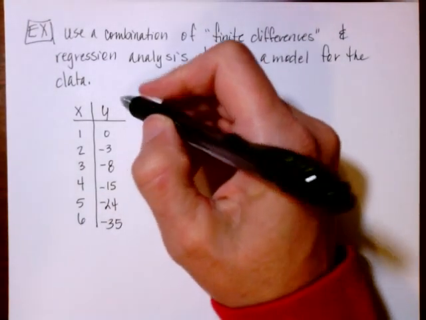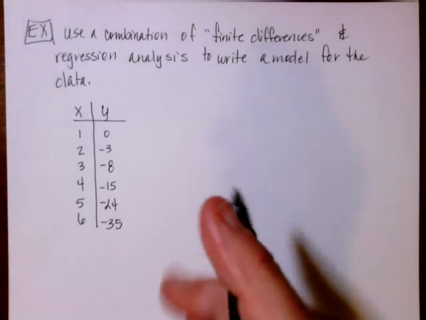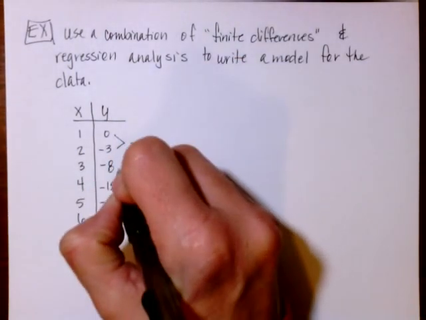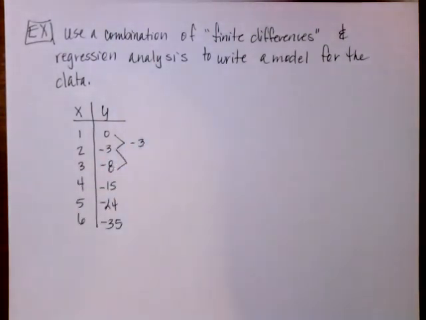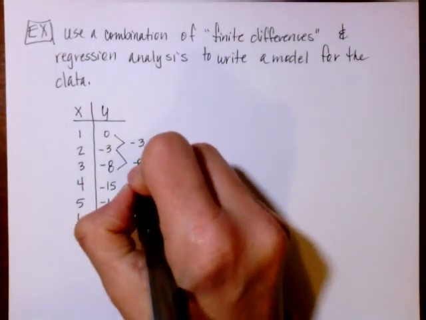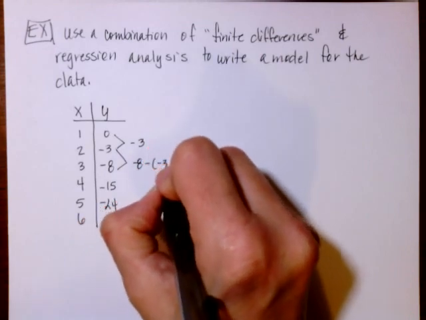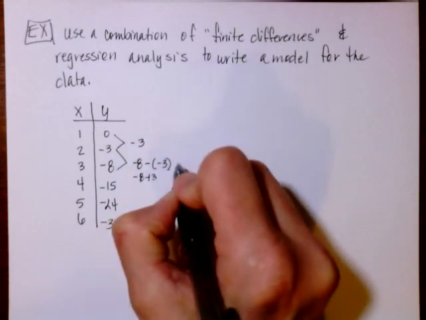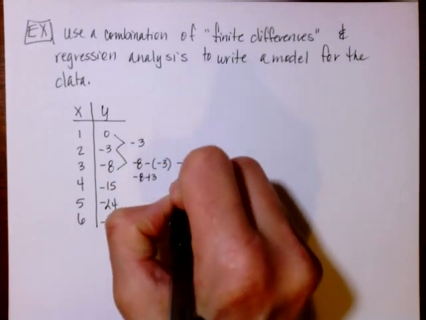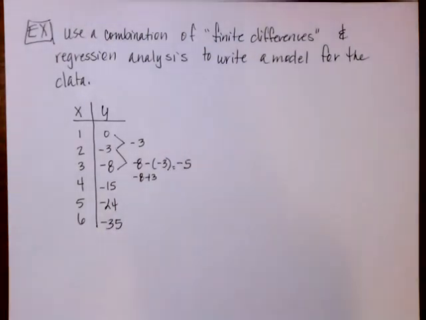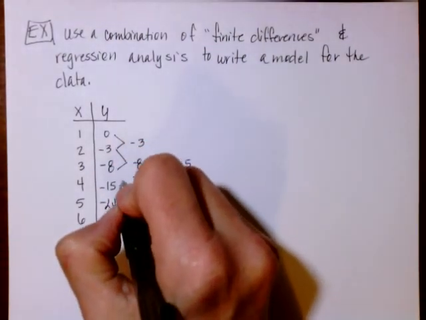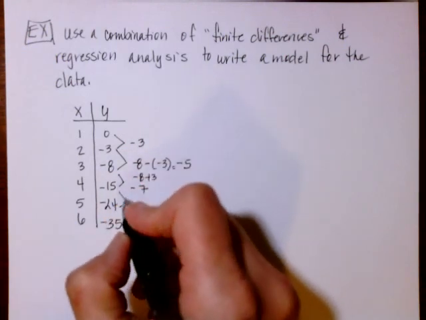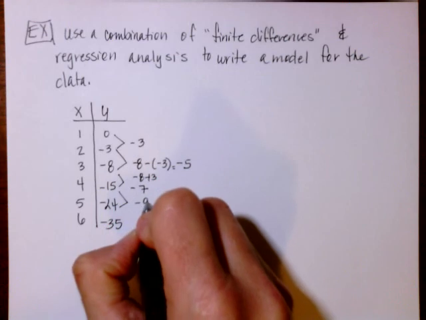Alright, and then I'll start doing my finite differences. So a -3 and 0 is obviously going to be a -3. And I'm going to write this one out just to make sure you know what I'm doing. I'm going to do a -8 minus a -3, which is a -8 plus 3, and that's going to be a -5. There's my equal, sorry. And then if I do a -15 and a +8, I get a -7. A -24 and a -15, I get a -9.